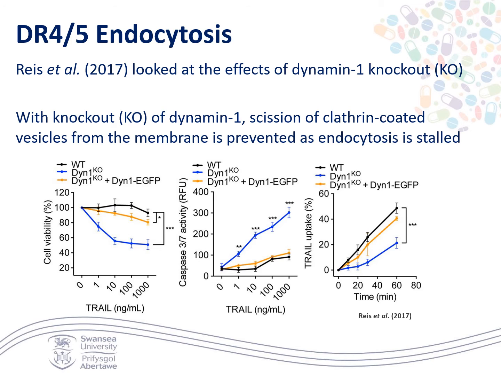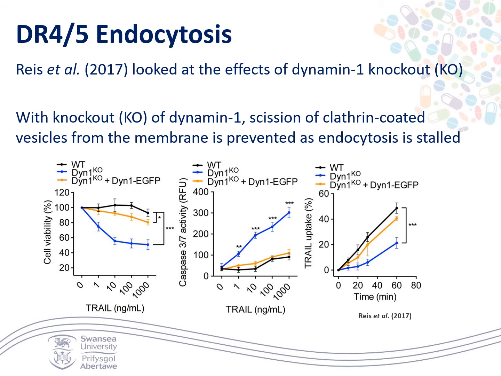Less cells die because dynamin is then able to promote the internalization of death receptors 4 and 5 from the membrane into the cell, and so we see this marked reduction in the effect of DR4, DR5 activation, and ultimately we see an improvement in cell viability, and a marked reduction in caspase-3/7 activity, but the receptors are still internalized.